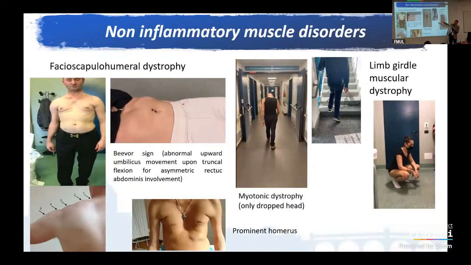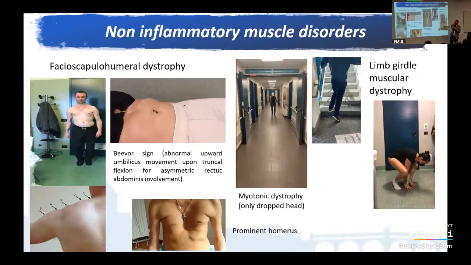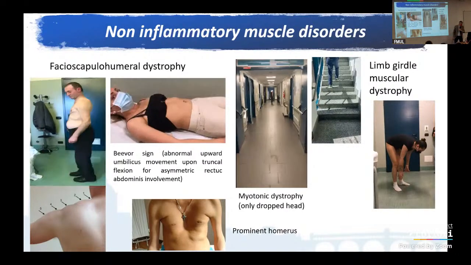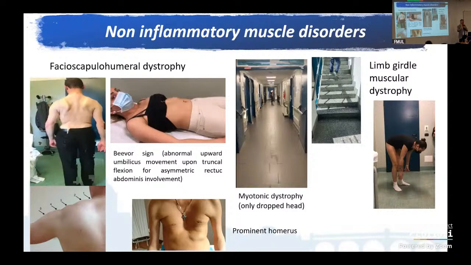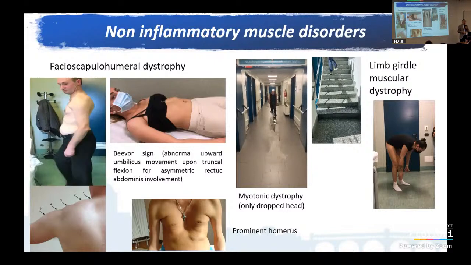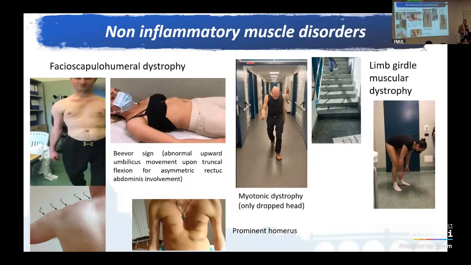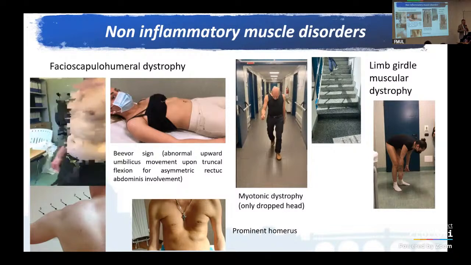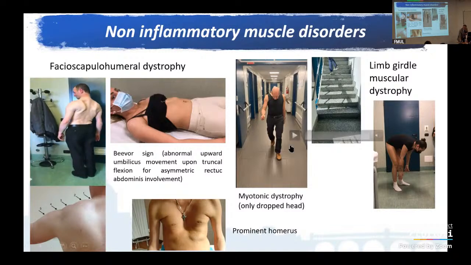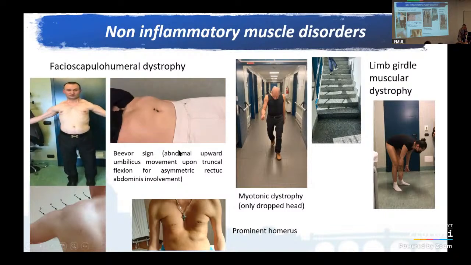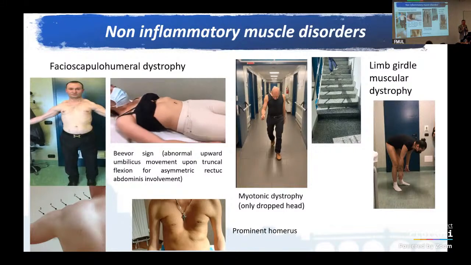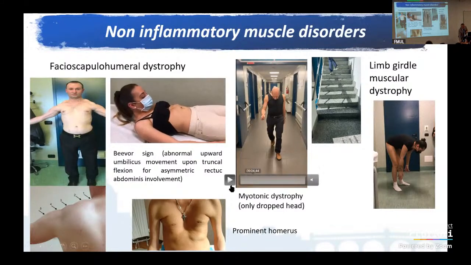We have a facioscapulohumeral dystrophy on the left. We have the Beevor sign, that is this one. It's not working well, but you have the original slides, so you can check it. You should observe that we have abnormal movement of the umbilicus upward with respect to contraction of the belly muscles. And then we have also, trying to do again. See, this is typical of facioscapulohumeral dystrophy. We have also myotonic dystrophy.